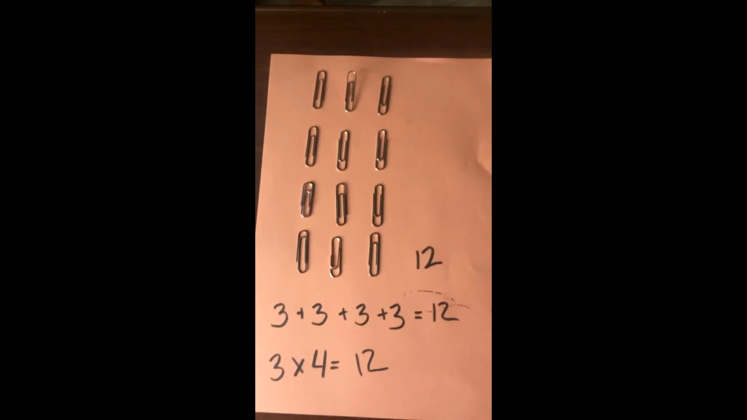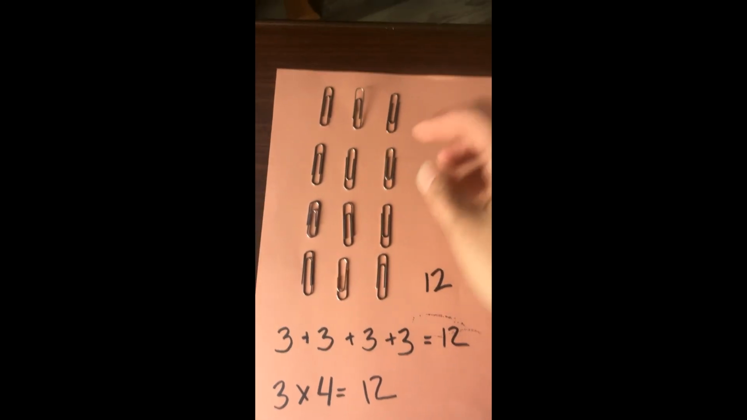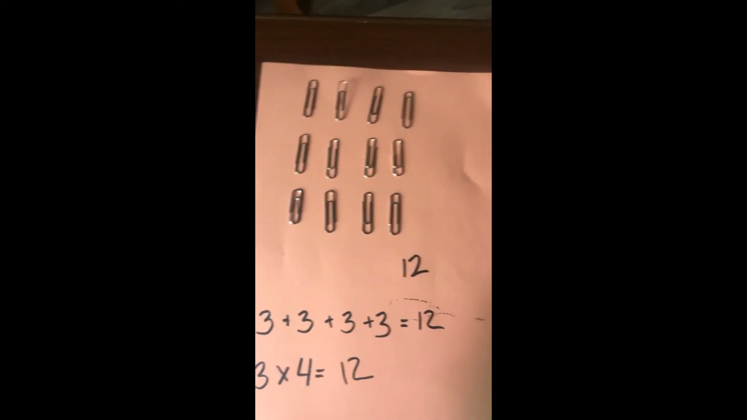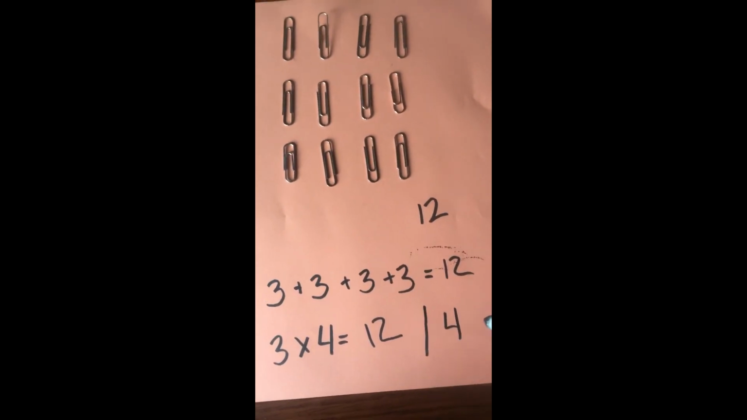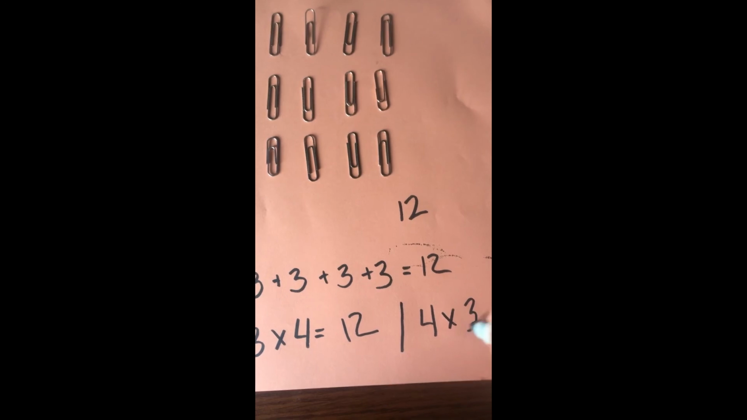So now I want to show you something neat as well. If I take these paper clips and rearrange them, and now I have 4 going across and 3 going down, it equals the same as 3 times 4. There's still the same amount of paper clips, we're just going to write it backwards. So we would write 4 times 3, and it is the same answer. Isn't that neat how we did that?